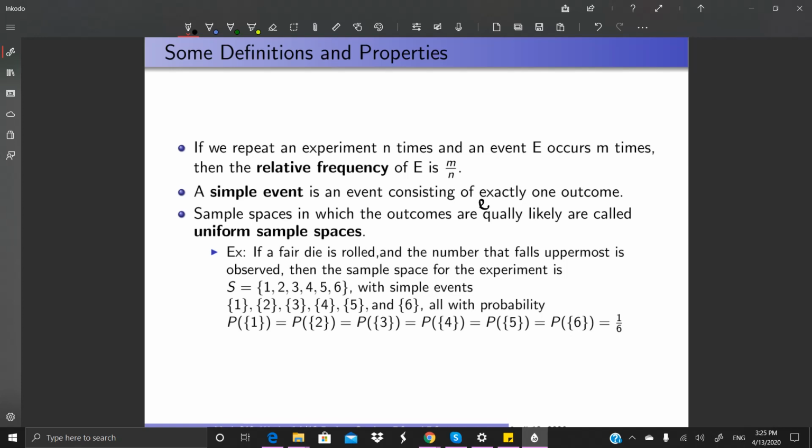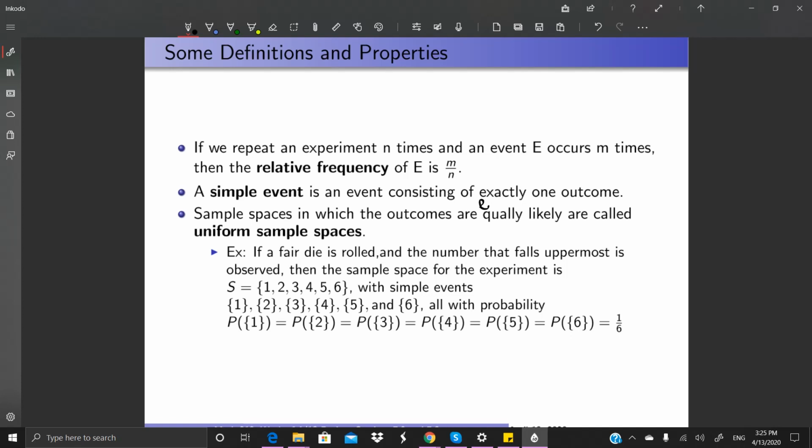So taking a look at the example here below, if a fair die is rolled and we want to look at the number that falls uppermost and record it, well, what are all the possibilities? Well, that's our sample space there. We get a 1 or 2, 3, 4, 5, 6. So a sample space, remember, is a set containing all of these outcomes.